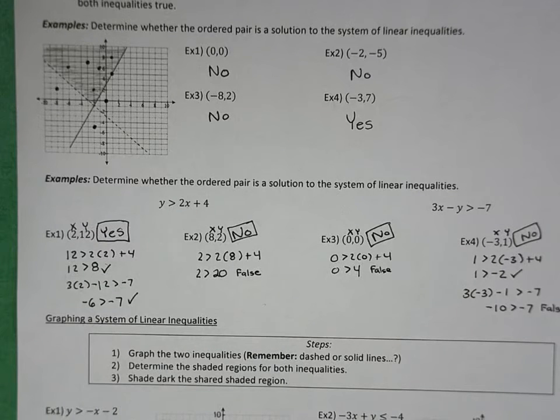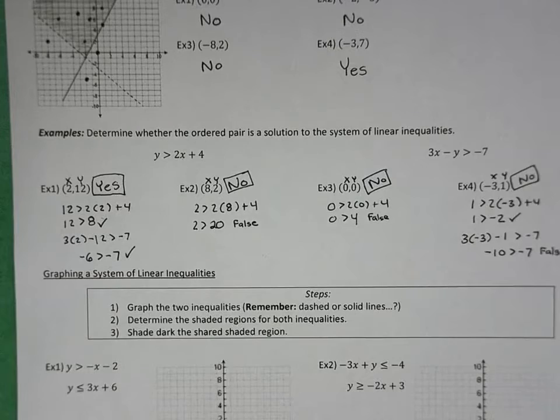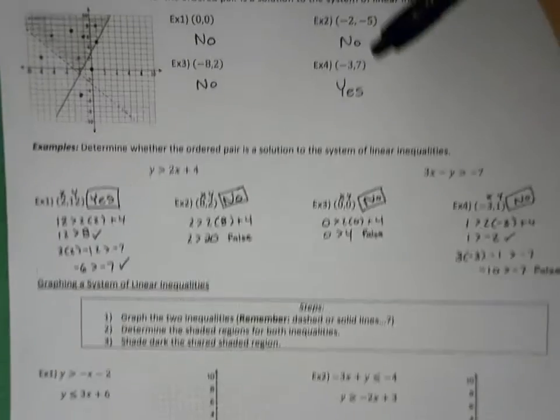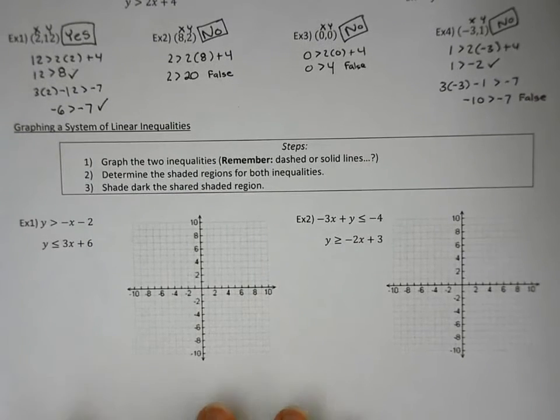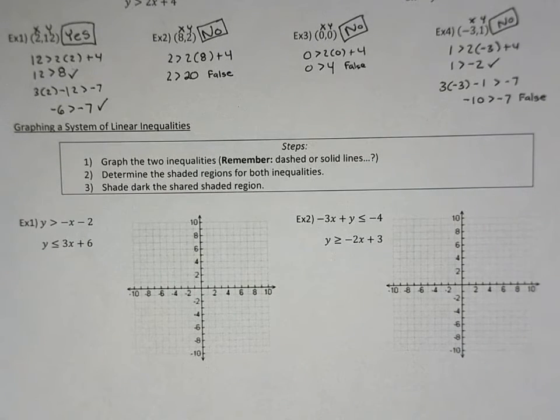Okay, this brings us to our second section of notes here. Our second section of notes, we are asked to graph a system of linear inequalities. Okay, and so we have our steps here. Step 1, we're going to graph the 2 inequalities just like we did in 4.5. Remember to take note of whether or not they're going to be dashed or solid lines. Okay, once you've done that, you're going to determine the shaded regions for both inequalities, and then you're going to shade in dark the shared shaded region. Okay, what part of my shaded region overlaps between the 2 inequalities?